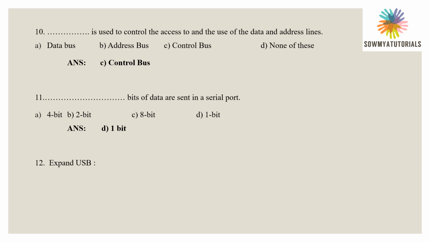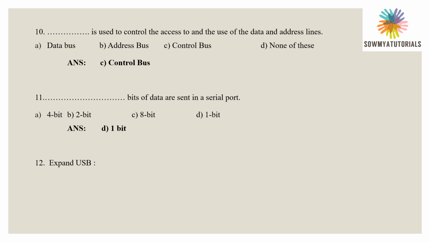Serial port is also known as the communication port. They are used for connecting communication devices like mouse and also modems. The serial port transfers data serially, one bit at a time, so it needs a single wire to transmit one bit of data. Hence, it takes 8 times longer to transfer a byte. So the answer is that one bit of data is sent in the serial port. The answer is option number D, 1 bit.